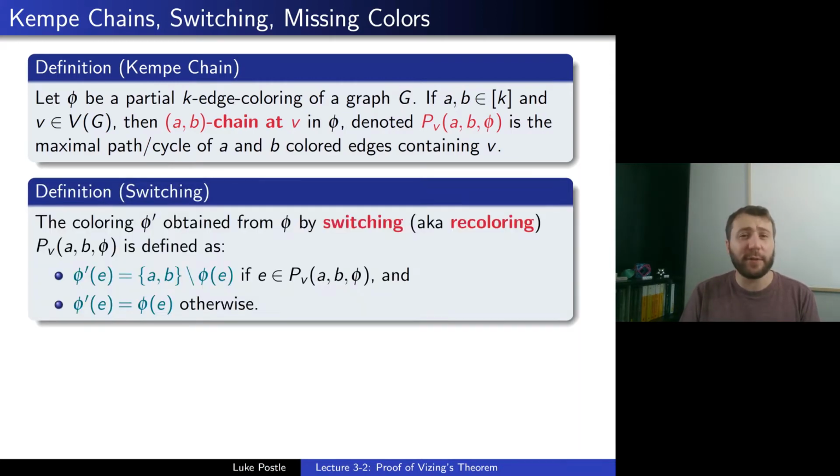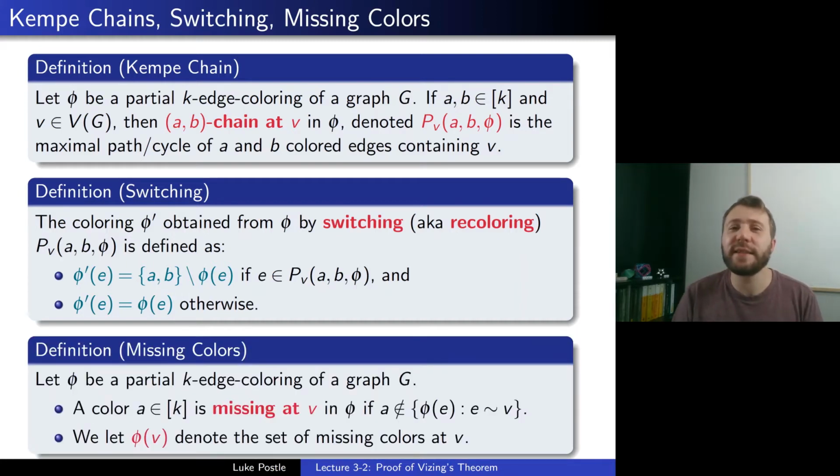An important idea was that of switching. So the coloring phi prime obtained from phi by switching, also known as recoloring, is defined as, well, basically you switch A and B on the path P v, AB, phi. So that was switching, and lastly was this concept of missing colors. Somehow it's more important what colors are missing around vertices than those that are present. And so we say a color A is missing at the vertex v if it doesn't appear on any edge incident with v in this coloring phi.